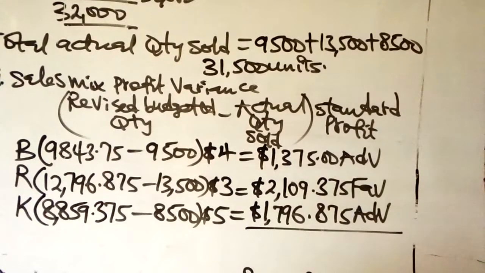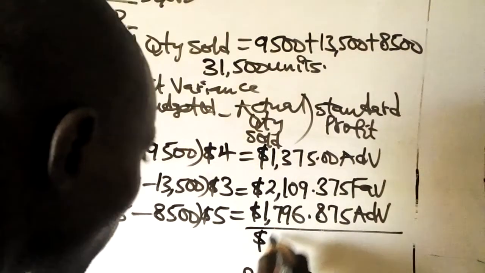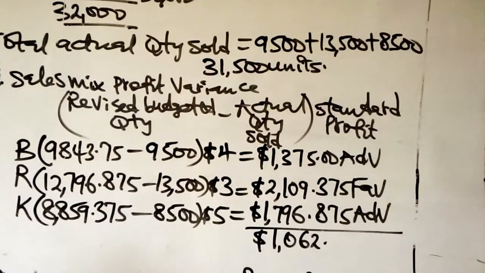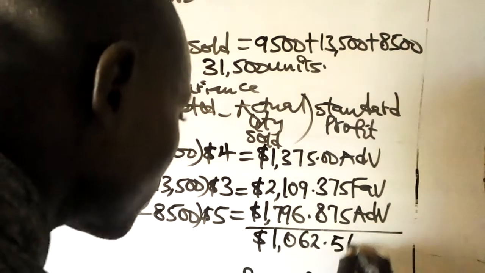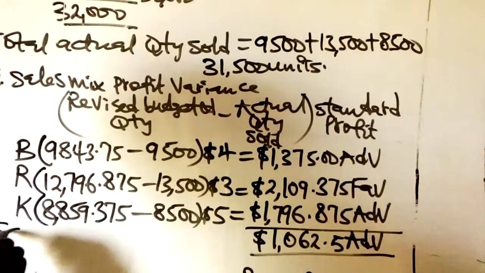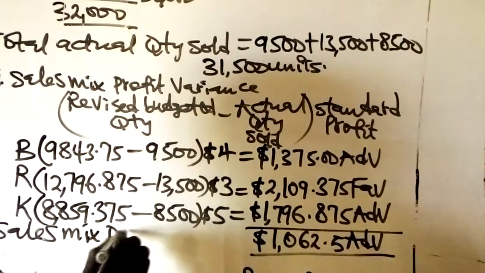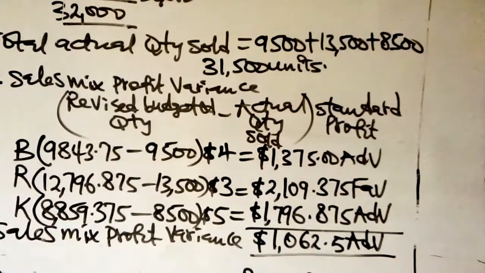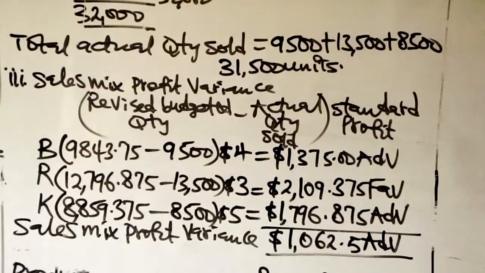The sum of the adverse exceeds the favorable by 1,062.5 adverse, and that is the sales mix profit variance. 1,062.5 adverse. So that is requirement 3.